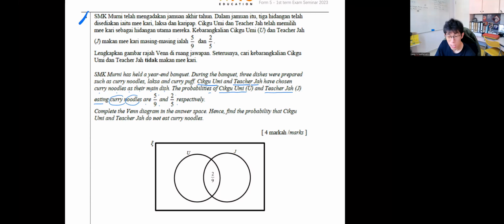The U and the J are actually the teachers. Don't get too worried about the noodle and everything first. Just focus on, because they mentioned Cikgu Yumi, U is actually 5/9 probability. That's the probability for curry noodle. Don't get too worried about the laksa and the curry puff, they are trying to con you.